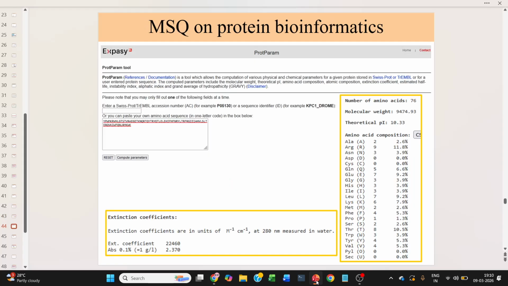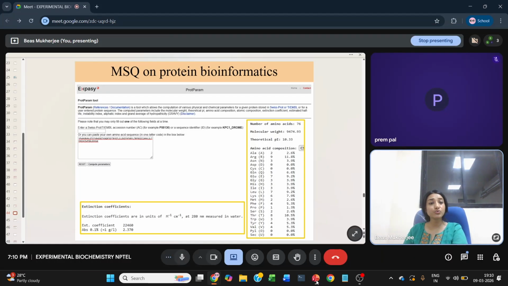Right. Now we have a tool. Since bioinformatics is also a part of today's class, let's say that you have a particular protein sequence. When you go to this website called ExPASy ProtParam and you put the protein sequence, it will give you everything about that protein. That includes extinction coefficient, the number of amino acids, molecular weight, hydrophobicity index, GRAVY score, then theoretical pI, the number of charged amino acids, number of positively charged amino acids, number of negatively charged amino acids, everything.